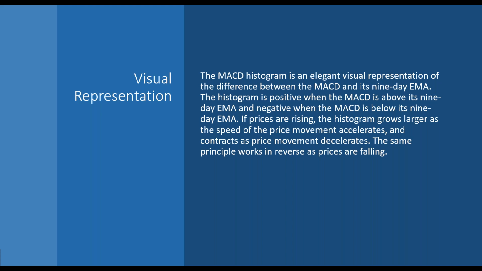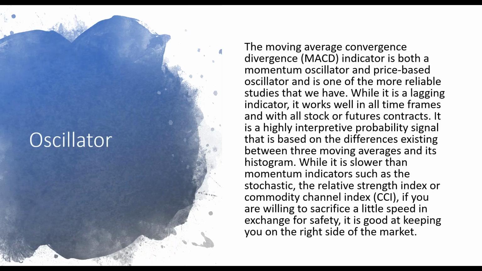The histogram is positive when the MACD is above its 9-day moving average, and negative when the MACD is below its 9-period EMA. Now, the moving average convergence and divergence indicator is both a momentum oscillator and a price-based oscillator. Now, oscillator is a field of technical indicators. An oscillator is one that oscillates around a price level.